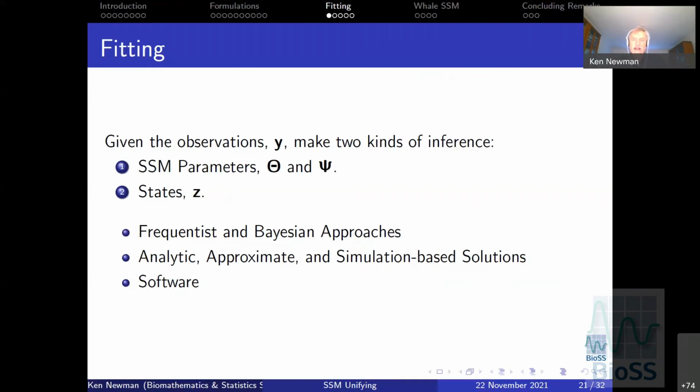And you can classify the fitting methods into three groups. There's the analytic, what you call closed form exact answers. There are approximate methods, and then there's simulation-based solutions. So Markov chain Monte Carlo, for example, falls into that latter group. And then there's an increasing amount and types of different software for fitting these models as well.